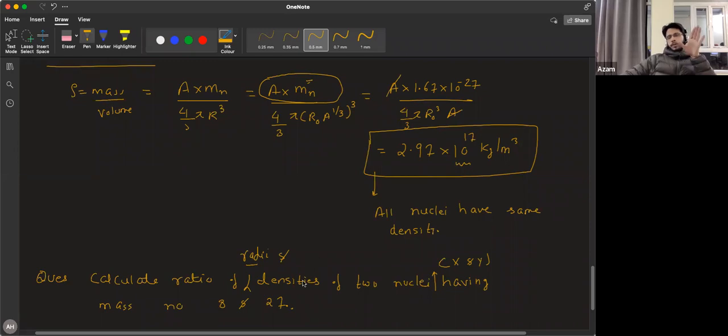A simple formula based thing, just calculate and write your answer in chat room. So the mass numbers of element X and element Y are given, which are 8 and 27. You just have to calculate the ratio of their radii and their densities. Do it fast. It's a 2-marker question.